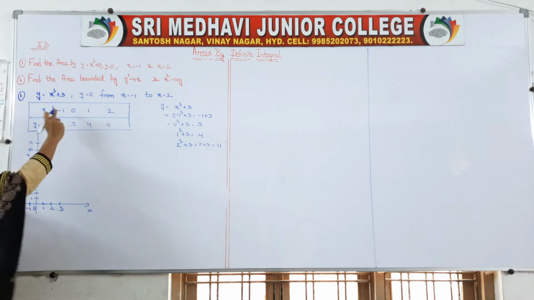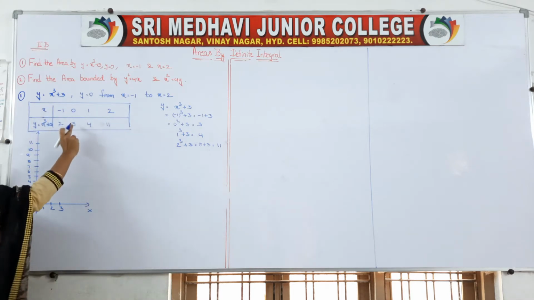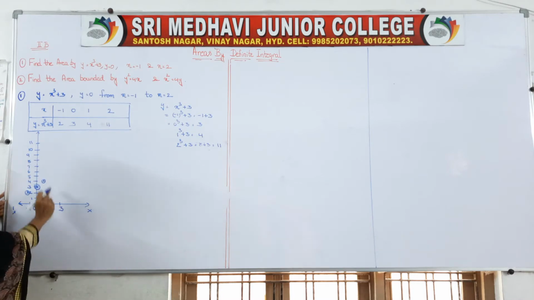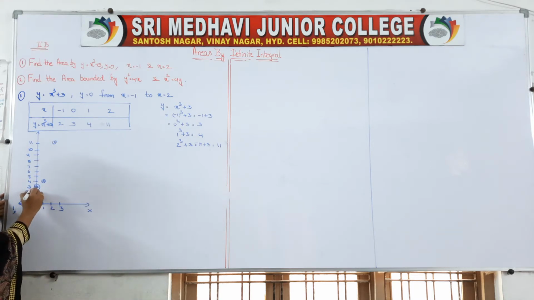So first, minus 1 at 2. This is the point. Next 0 at 3. So 0 on the x-axis means on the y-axis at 3. So this is the second point. 1 at 4, this is the point, right? Next 2 at 11, okay? So this is the point. So join them, okay? This is your curve.